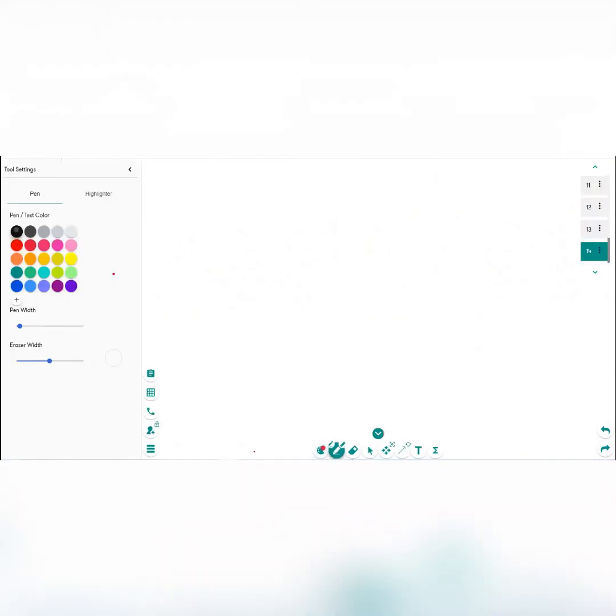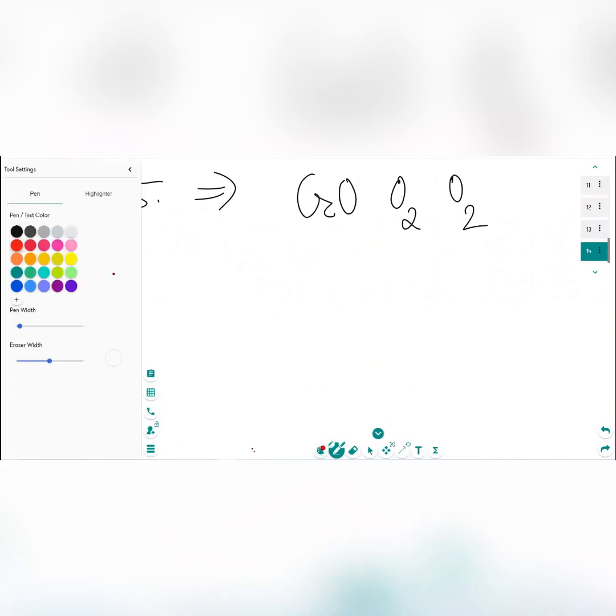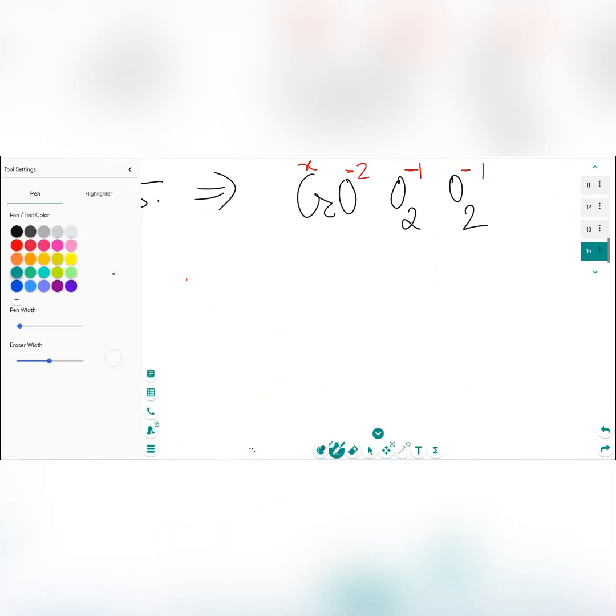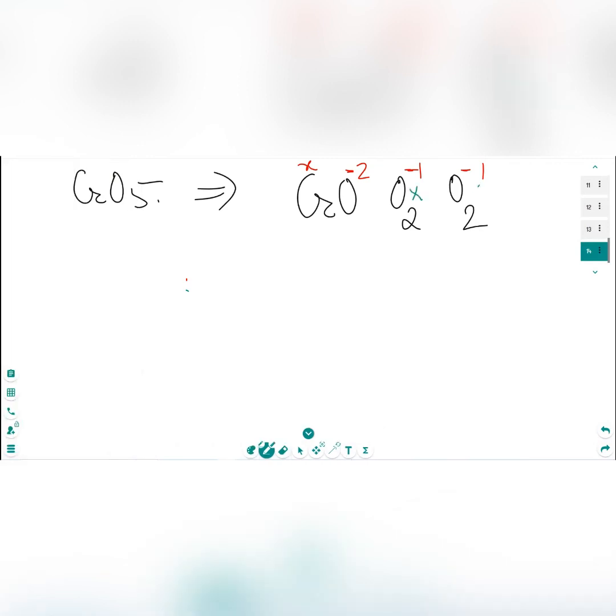I'll do this once again for you. See, what we will do is CrO5. We will write it like this: CrO, O2, O2. And the oxidation states I will mark as: this will be x, this will be -2, this will be -1, this will be -1. Then you multiply these, correct? So you will have x - 2 - 2 - 2, which is equal to 0, so x is equal to 6.